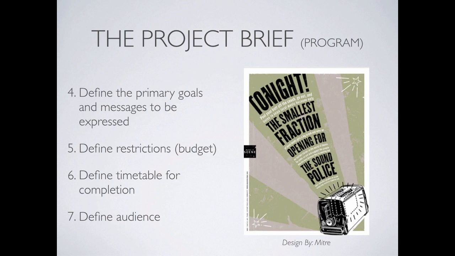So you want to define the primary goals and the messages to be expressed. So if we're doing the lecture series poster, what is the primary goal? Number 1, get people to go to the lecture. What are the messages to be expressed? These are the people lecturing. These are the dates that the lecturers are coming, and these are the times that you should be there, and this is where you should be. So you're defining all of that.